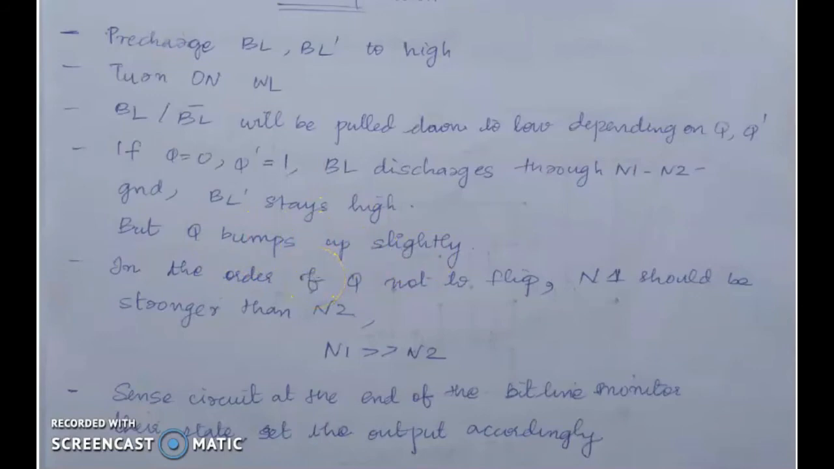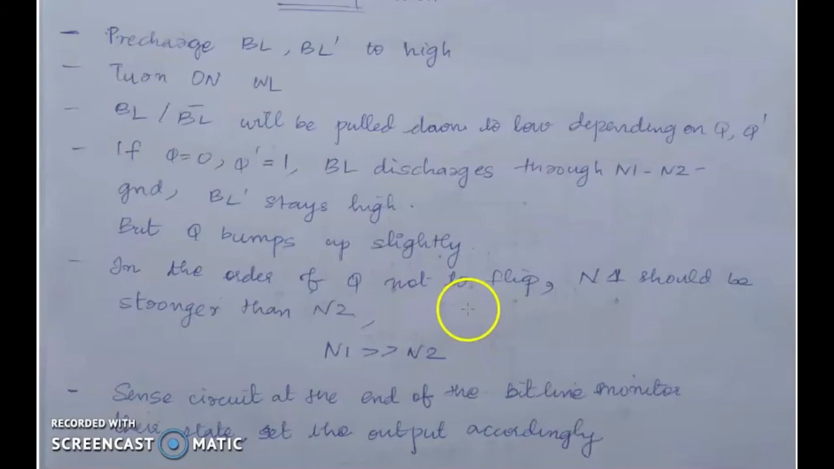In order for Q not to flip, N1 should be stronger than N2. So this is the condition that is considered while designing a SRAM cell. That is, N1 should be greater than N2, since the sense circuit at the end of the bit line monitors their state and sets the output accordingly.